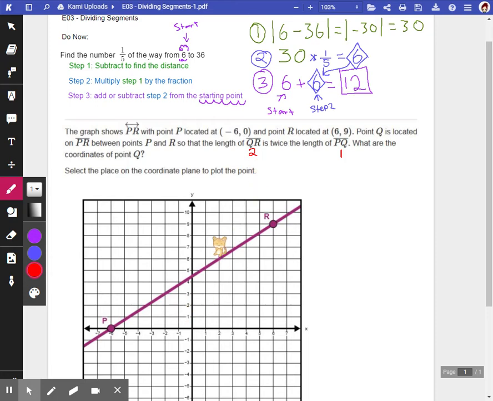So that means you're breaking it 2 plus 1 gives you 3. So you're breaking PR into 3 pieces, and then QR is going to be 2/3 of the way from R, or 1/3 of the way from P, depending on which direction you want to go. You can go either way. So you could think of it as if segment PR was like 3 inches long. QR is twice as long as PQ. So QR is 2 inches, PQ is 1 inch. That makes 3 inches altogether. So that's why it's thirds.